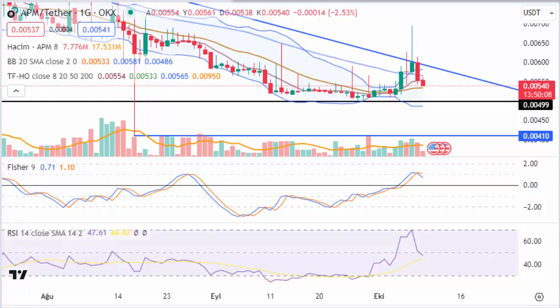In recent days, we've observed that the $0.00499 level has not been breached, so we have identified this level as a strong support zone. We certainly do not want to see this level broken, but if it is breached, our first support zone below will be at $0.00410. As long as these breakouts don't occur, the possibility of the price breaking the downtrend increases.